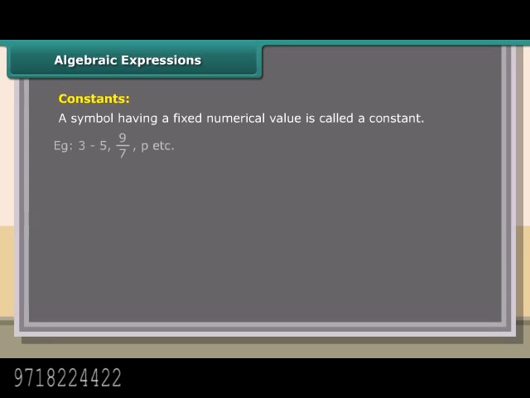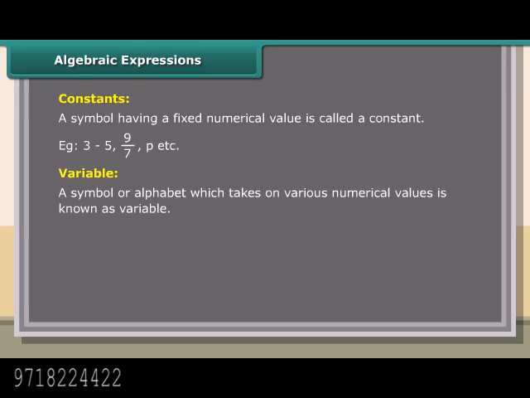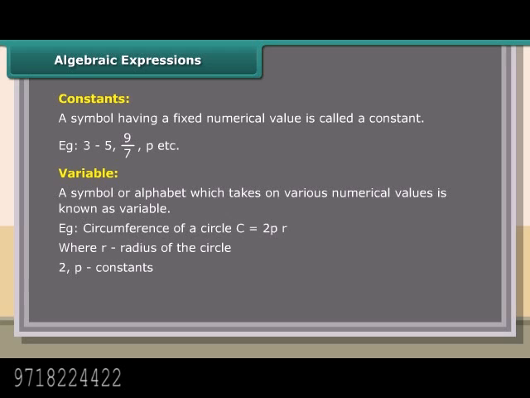Algebraic expressions. Constants. A symbol having a fixed numerical value is called a constant. Example, 3, minus 5, 9 upon 7, pi, etc. Variable. A symbol or alphabet which takes on various numerical values is known as a variable. Example, the circumference of a circle C is equal to 2 pi r, where r is the radius of the circle. 2 pi are constants, C and r are variables.